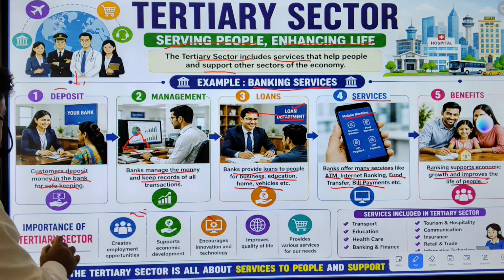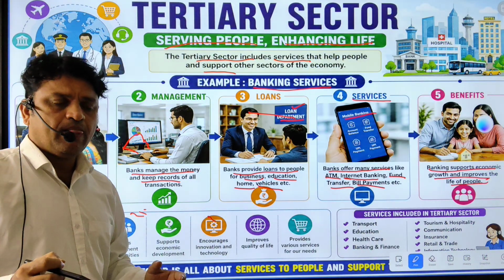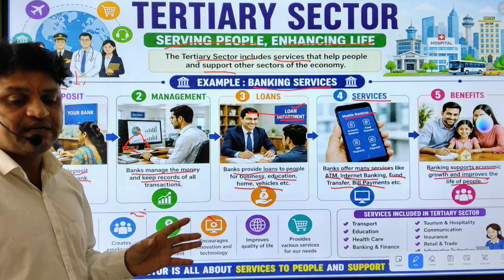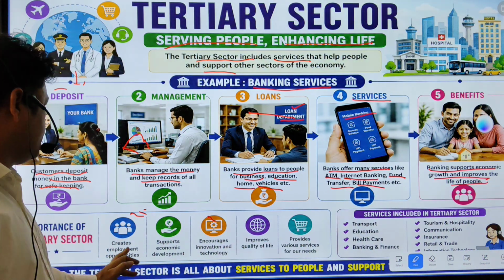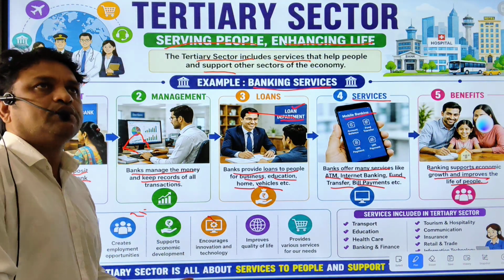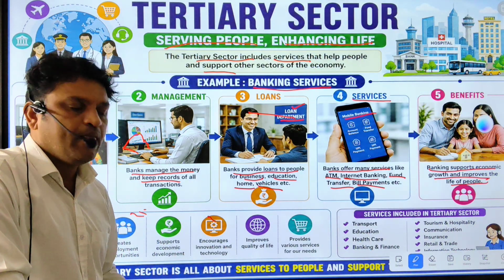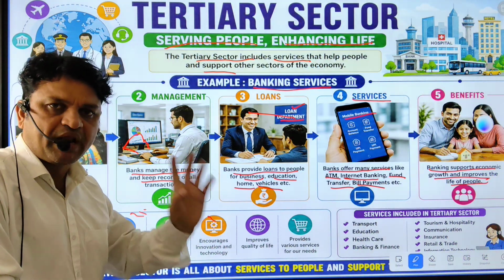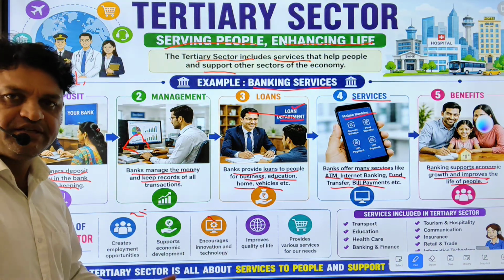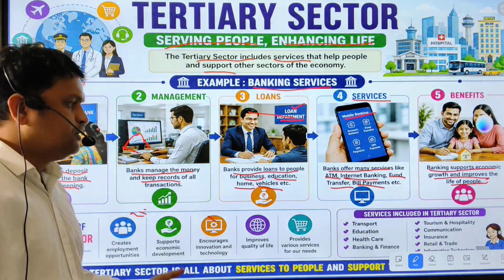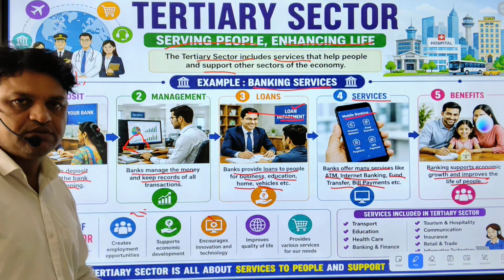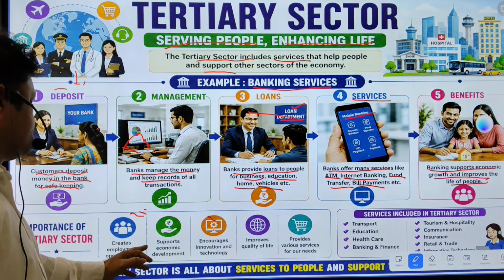Then the importance of the tertiary sector. What is the importance of the tertiary sector among the primary, secondary, and tertiary sectors? Why is the tertiary sector playing an important role? Because it creates employment opportunities. If you go back 30-40 years in India, the Indian economy was mostly confined to the primary and secondary sectors only. But after liberalization, privatization, and globalization, what happened, Nana? The tertiary sector is booming, mushrooming, growing like anything.